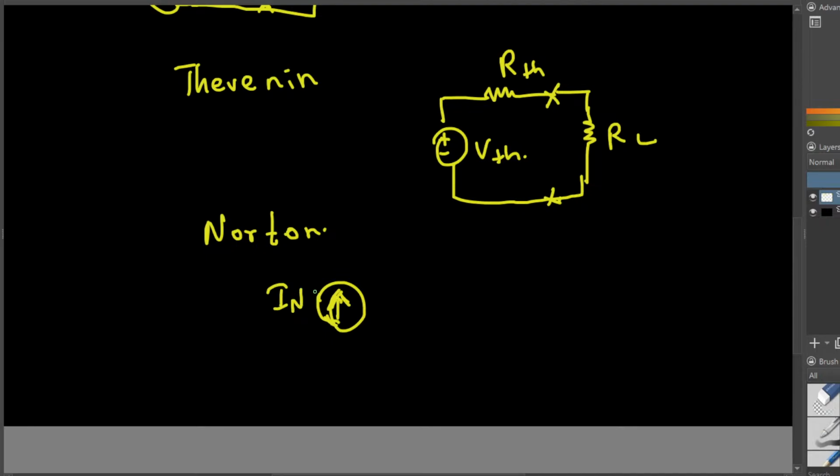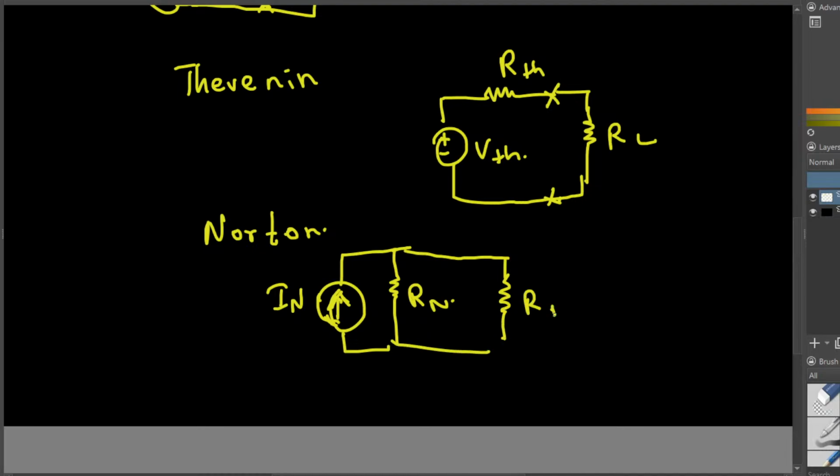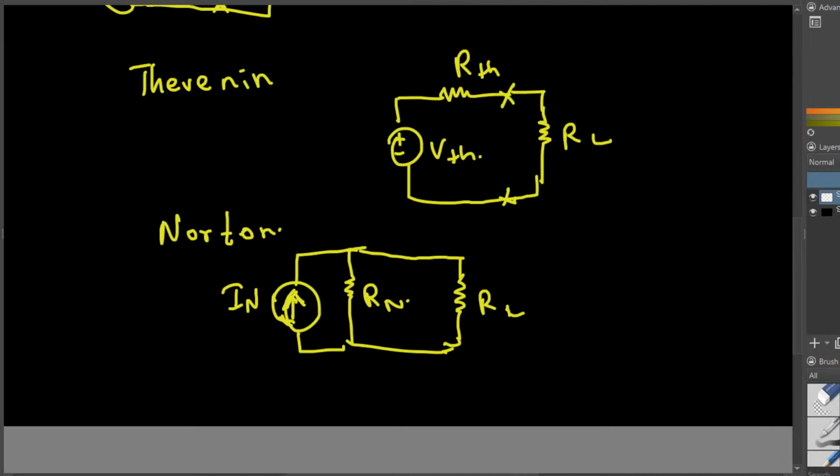Here we will have the I Norton and then R Norton in parallel, and here we will have the load resistance. One thing to know is that Norton resistance and Thevenin resistance are always equal. Okay, that's one thing to know.